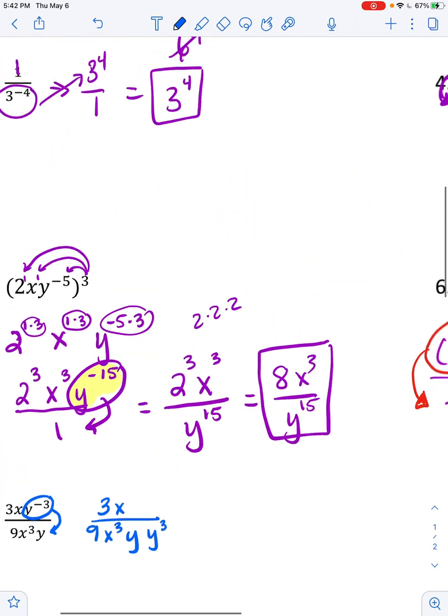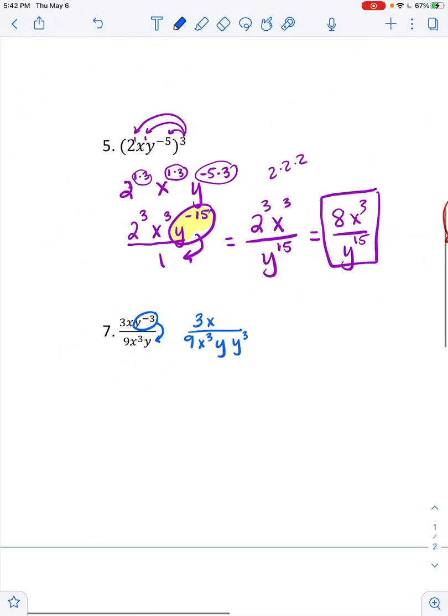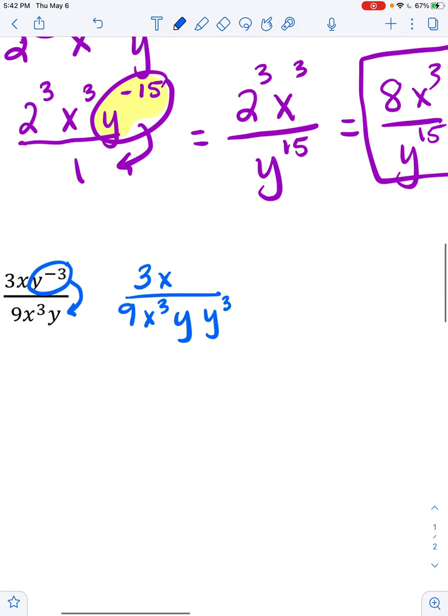Now I'm going to look for neighbors, because if I look at my little list, I didn't have parentheses. I moved my negatives. Now I'm going to see if there's any repeated bases sitting next to one another. Well, there is a y and a y sitting next to one another down here. This one doesn't have a power written, so I know it's a 1. So those two are going to get added together, and you're going to end up with y to the 4th.